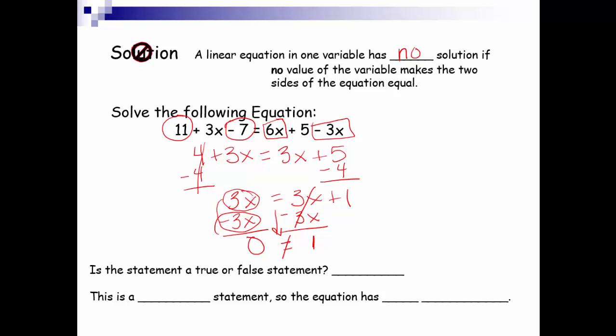So is this statement a true or a false statement? It's a false statement. That means it's not true. 0 does not equal 1. So this is a false statement, so the equation has no solution. What that means is there will be no number that you can think of that you can put in for that x variable that will make that equation work. There is no solution. Let's take a look at our last type.